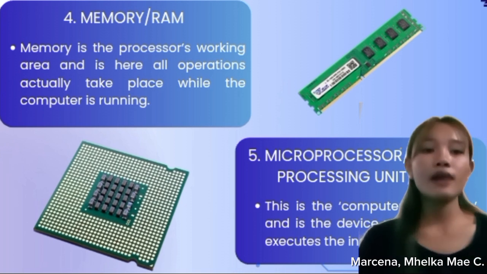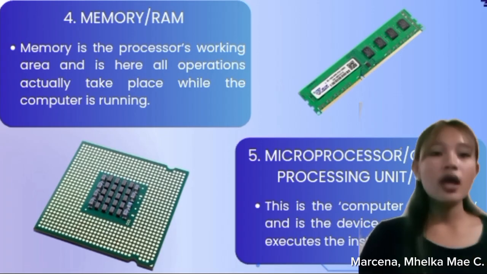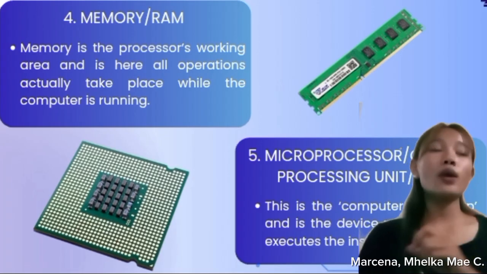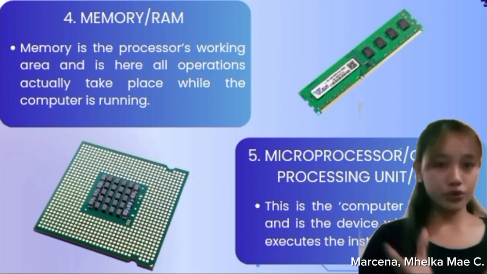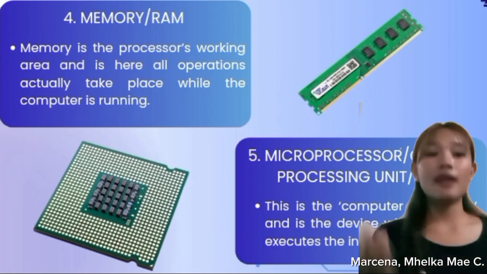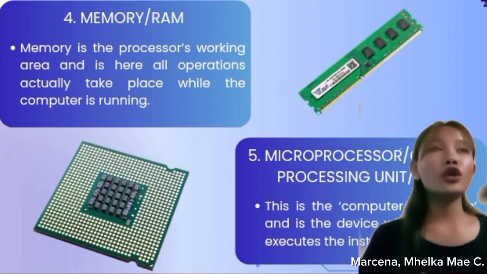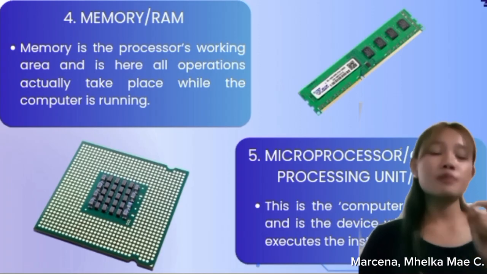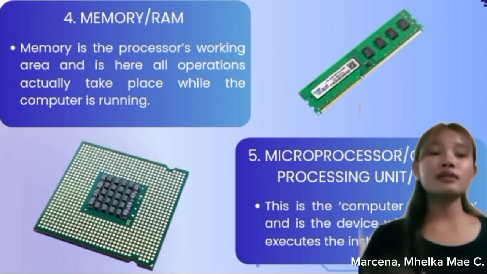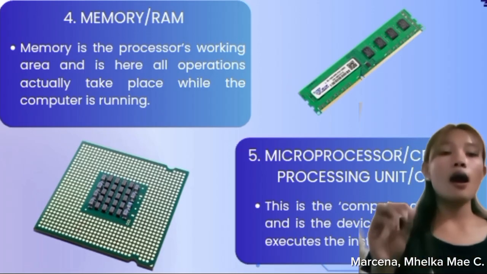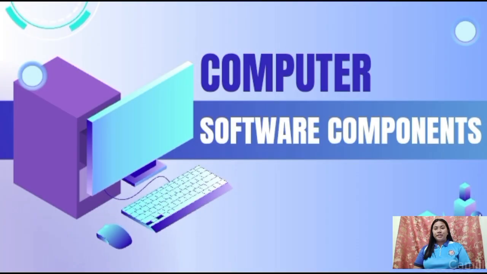And next, we have the microprocessor or Central Processing Unit or CPU. Ang CPU o tinatawag ding microprocessor ay nagsisilbing utak ng computer. Ito yung responsable sa pag-execute ng mga inuutos or computations. And yung bilis ng CPU ay sinusukat sa gigahertz, at yung mas mataas na value ay nangangahulugang mas mabilis ang pag-process ng data.